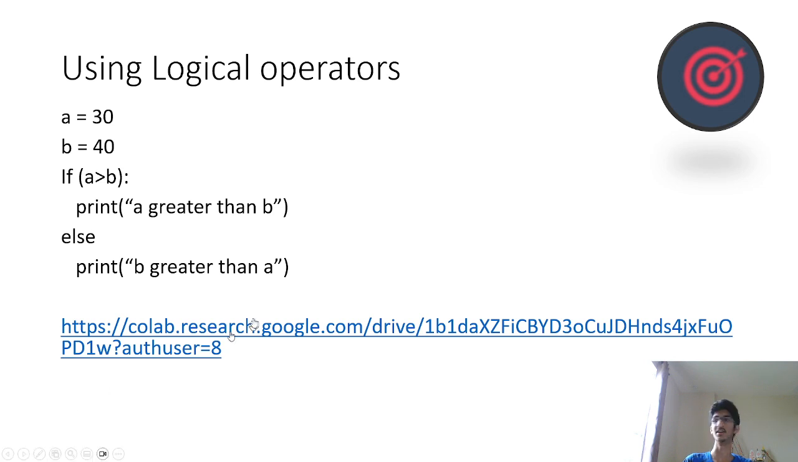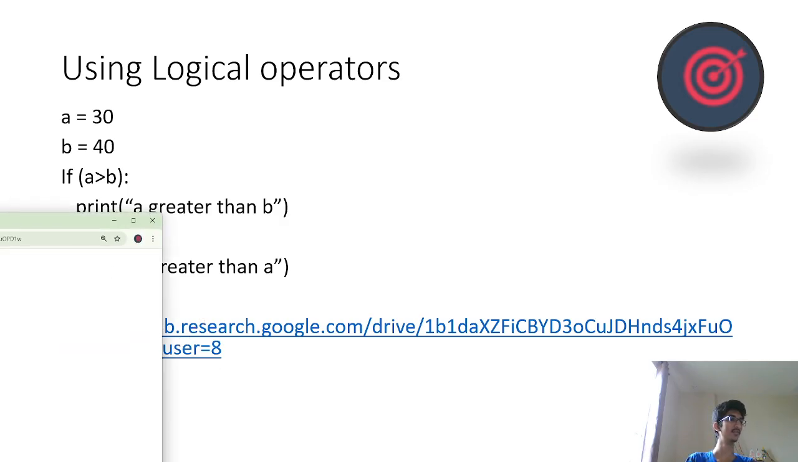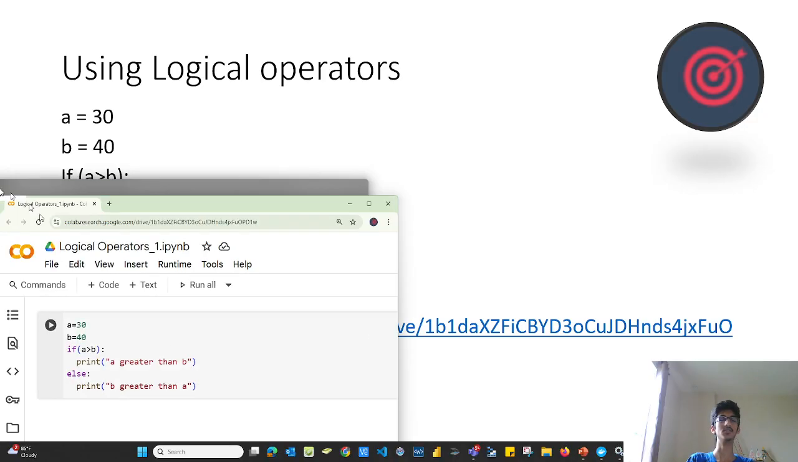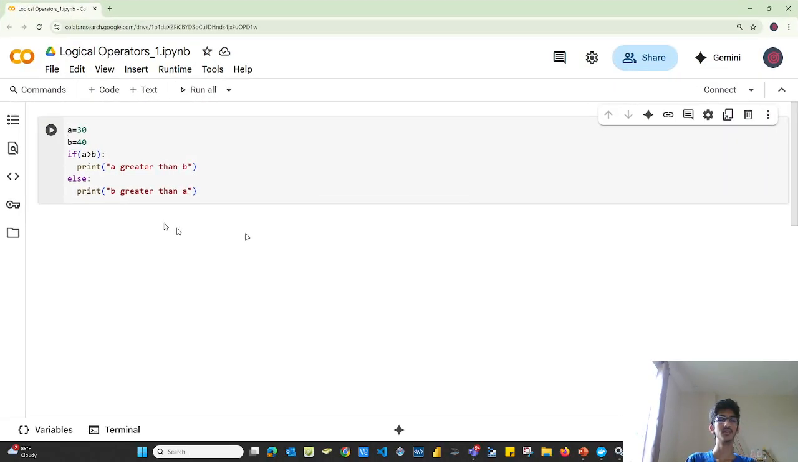Why it would print b is greater than a and not a is greater than b? Okay. So let's see how this would work in code. This is the one right here. And if I was to put 50 and 40, what do you guys think would be printed? You guys can just message in the chat what you think would be printed.